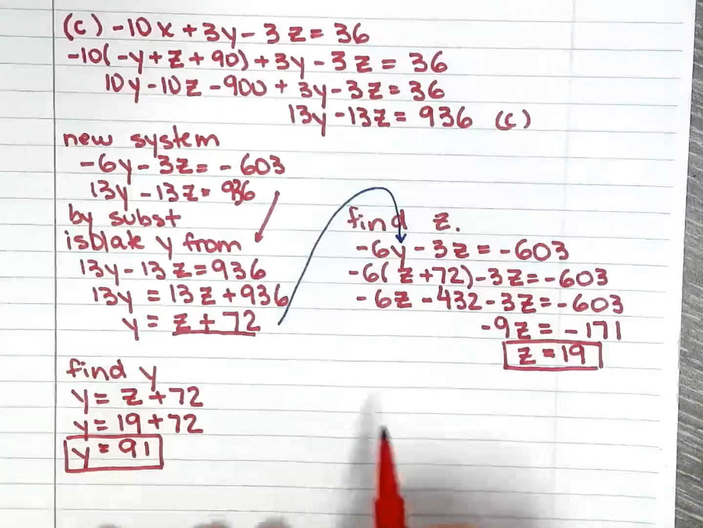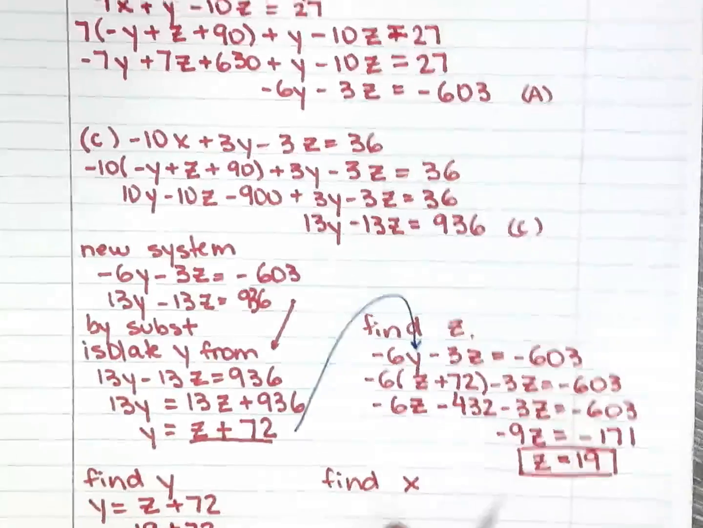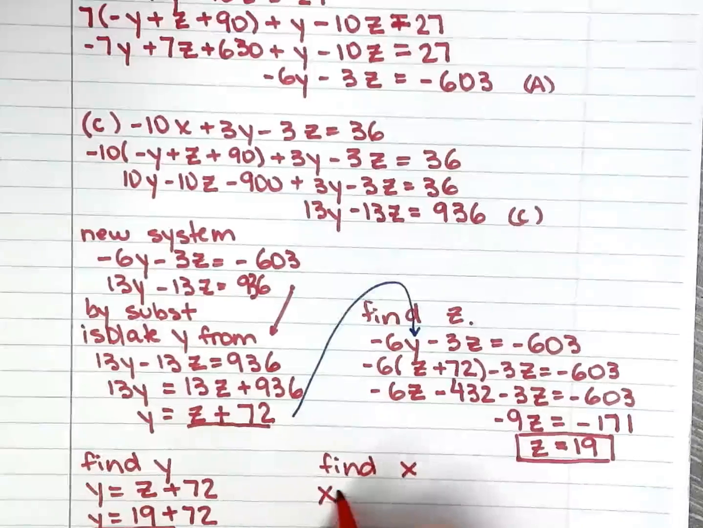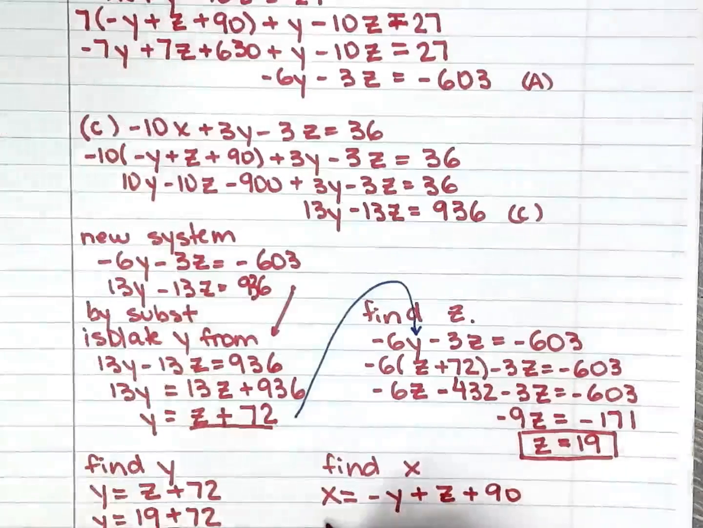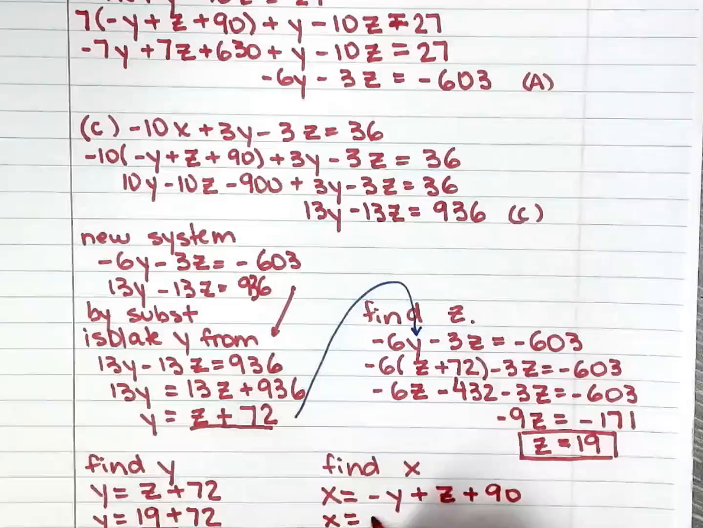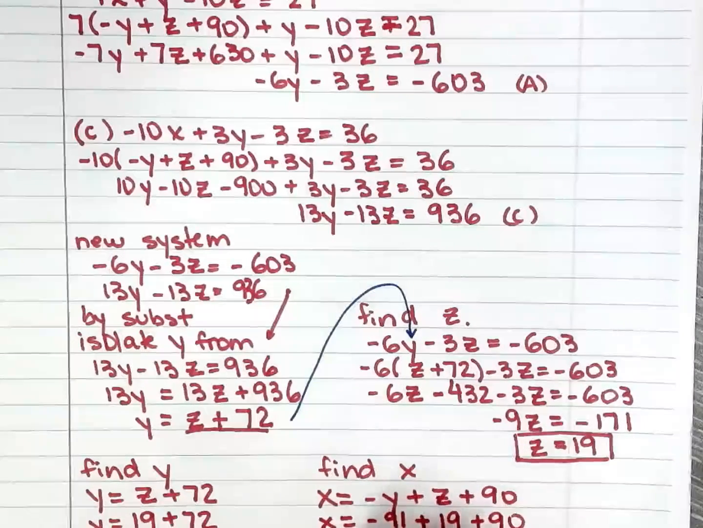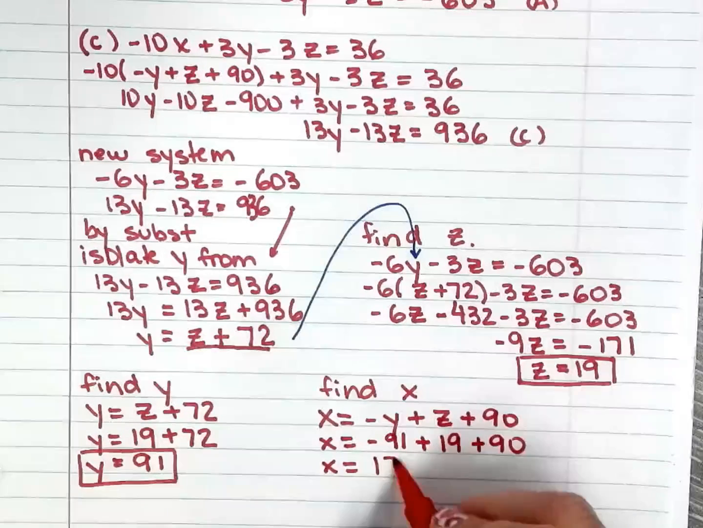Last one. I need to find x. So find x. X is already by itself right there from the very beginning. Okay? So trust yourself and use that equation that is already solved for. x equals negative y plus z plus 90. I know you want to give up. Hang on. We're almost done. Plus z is 19 plus 90. Add them all up. Easy.